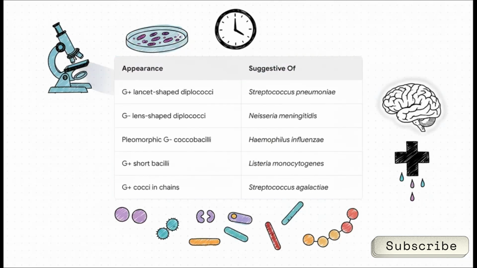So the first thing we're going to do with that CSF is a gram stain. This is our first, fastest clue to who we're dealing with. I mean, we can get an idea in less than an hour. And knowing these classic appearances, like what you see in this table, is incredibly high yield. You see gram-positive lancet-shaped Diplococcus? You're thinking strep pneumo. Gram-negative Diplococci? Neisseria. This is absolutely vital for starting the right antibiotics right away.